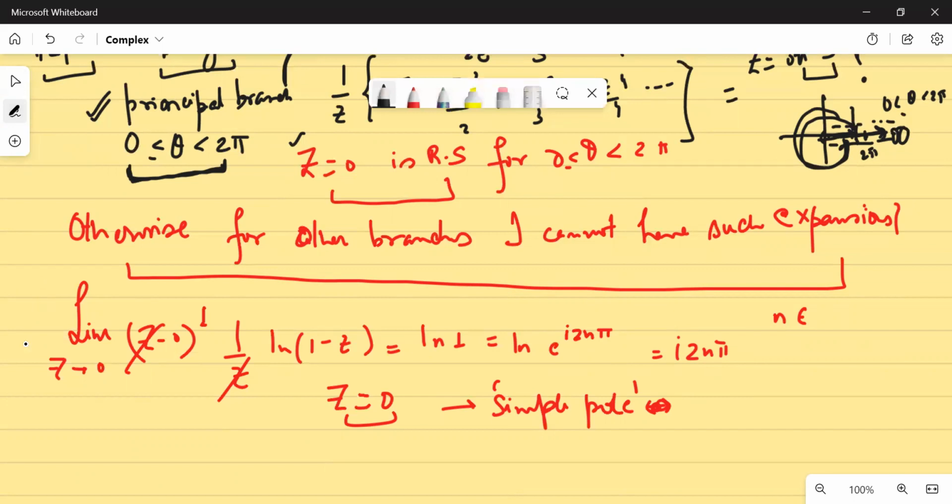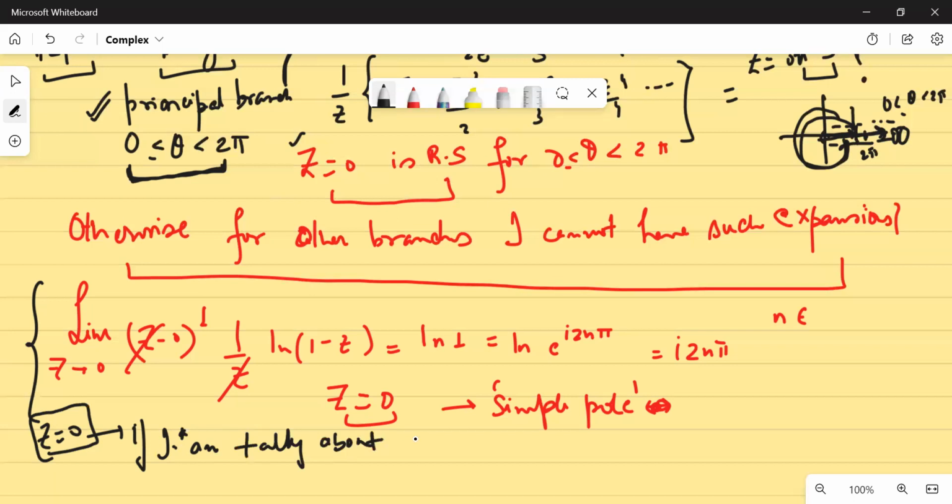So z equal to 0 is a simple pole if I am talking about all branches other than the principal branch, because at the principal branch you have the freedom to expand, but otherwise you don't have other branches. So other branch means other than theta lying from 0 to 2 pi. So for other branches, I cannot say, let's say if I'm saying my branch is 4 pi.